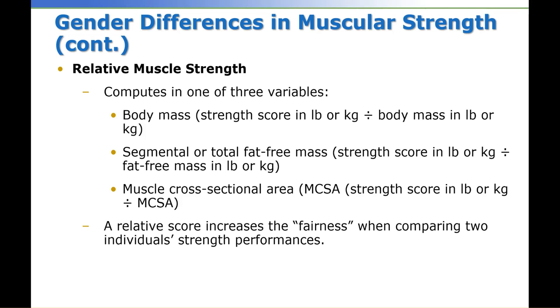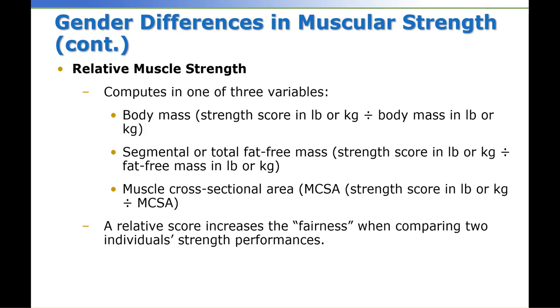Well, this guy's really strong, but he's a really big guy. Weighs a lot of pounds. Well, this other individual's smaller, but he can lift more, let's say, for his body mass. So in relative muscle strength, he could actually have a higher relative muscle strength when compared to absolute, which is just weight lifted.